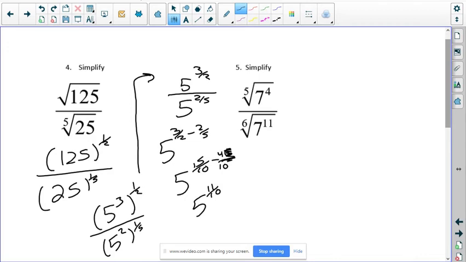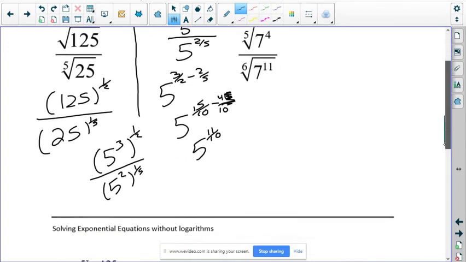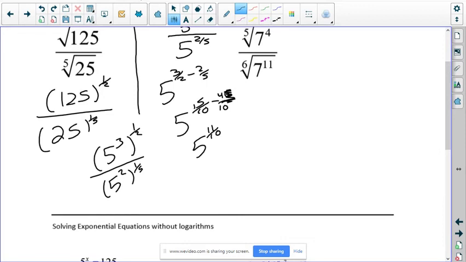It doesn't look like I specified which form I wanted you to put in here. This would be acceptable without me specifying form, or we could do the 10th root of 5 to the 11th power, which would be the same thing as 5 times the 10th root of 5.